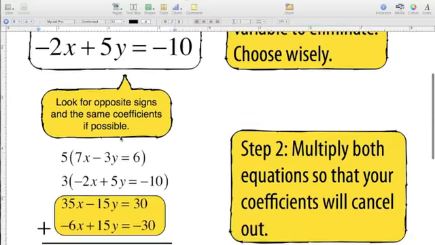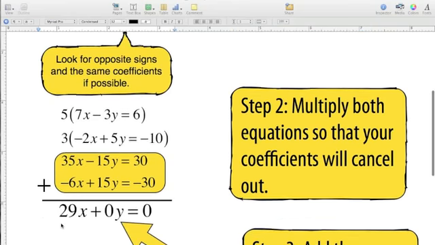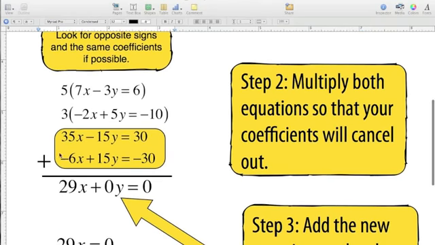So here's how it works out. I'm going to multiply the top equation by +5. That'll give me the -15 here. I'm going to multiply the bottom one by a +3, which makes this a +15. So you can see in the yellow box, my equations, once I multiply, give me these two set up. I'm going to add these two equations together, and then 35x minus 6x gives me 29x, and -15 plus 15 gives me 0y.